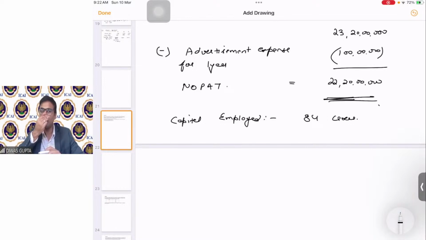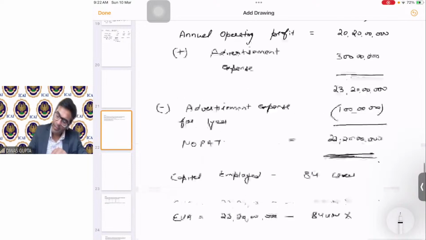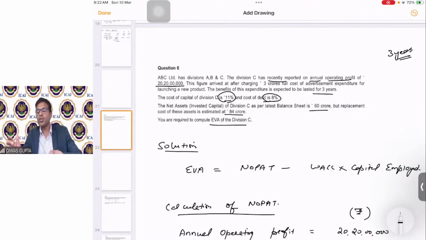So how will you compute EVA? EVA will be computed as 22 crore 20 lakhs minus 84 crores multiplied by the WACC. Now, should we take 11% or 8%, students? Answer this question. What is the right WACC to be taken? Is it 11% or 8%?